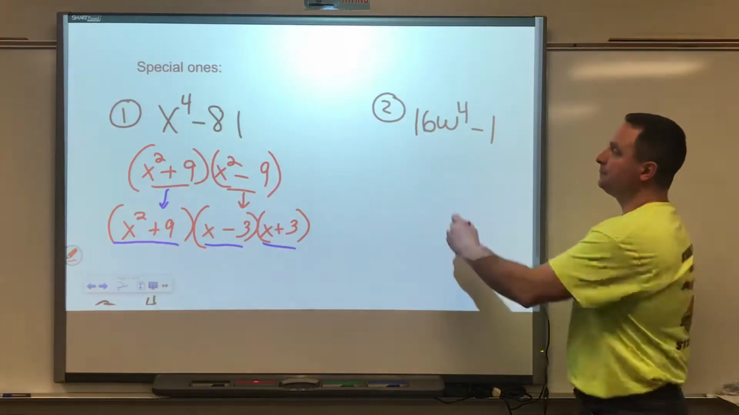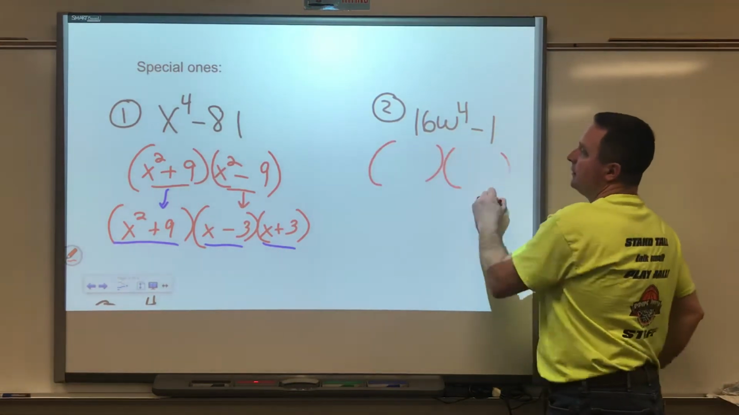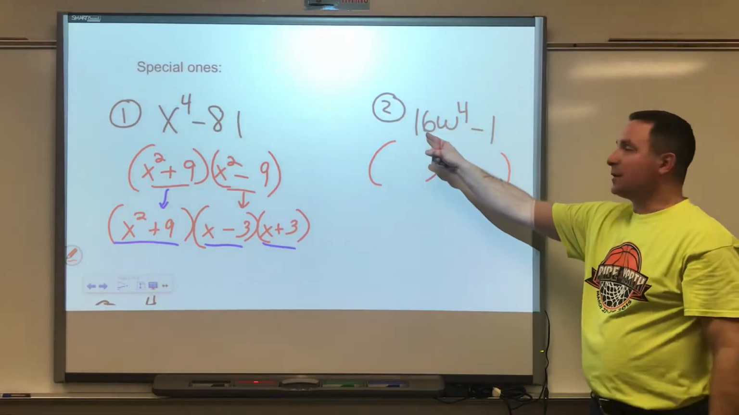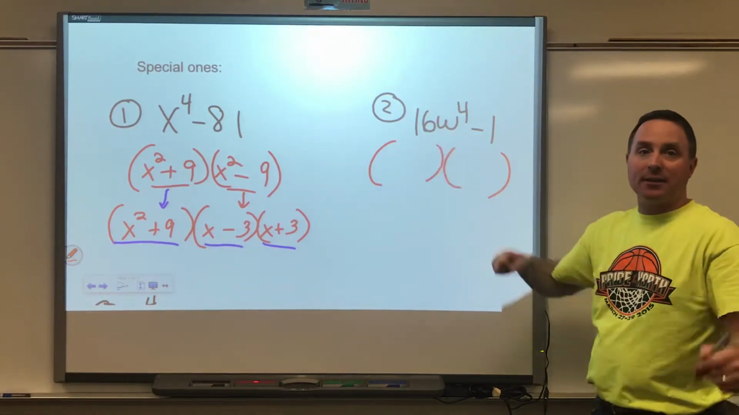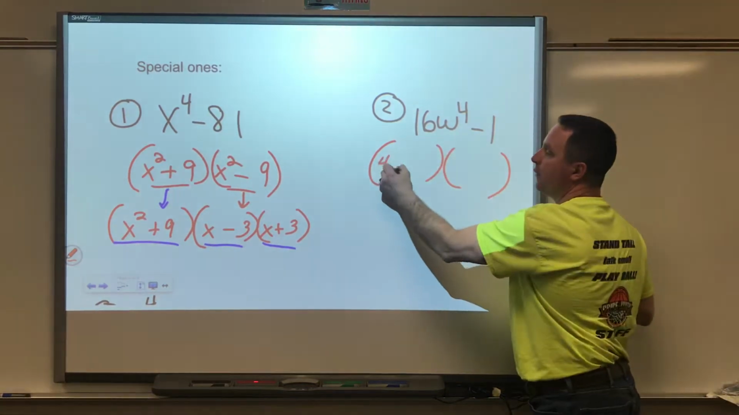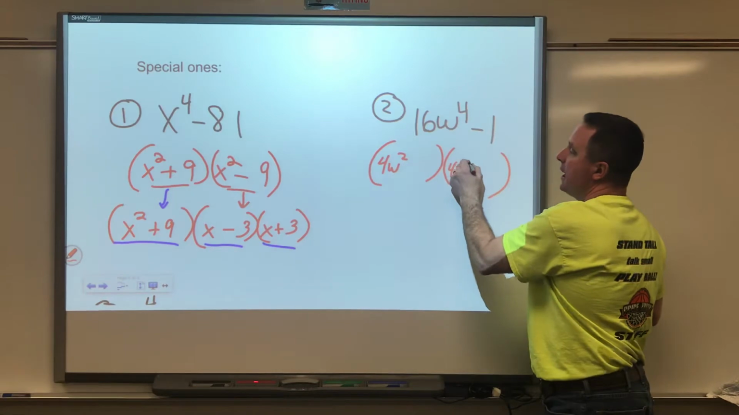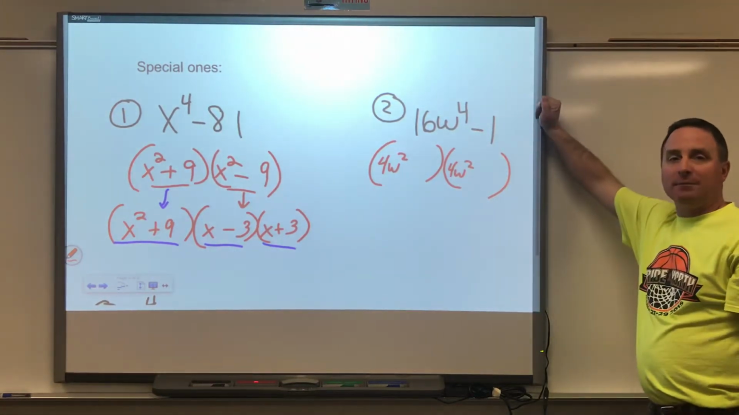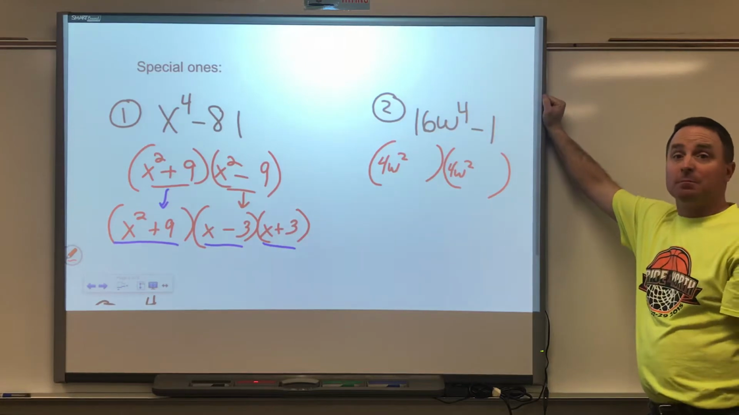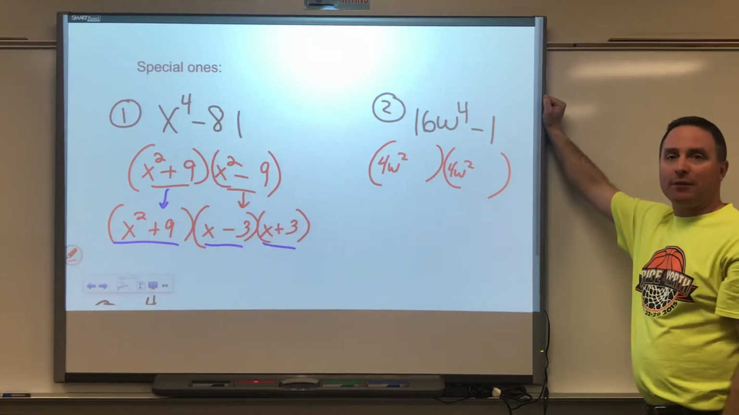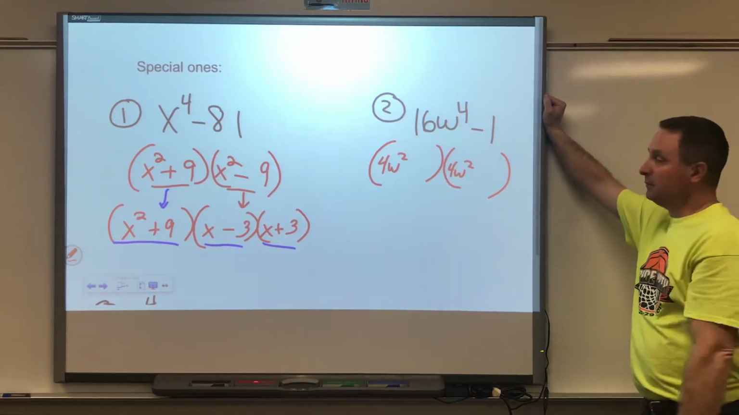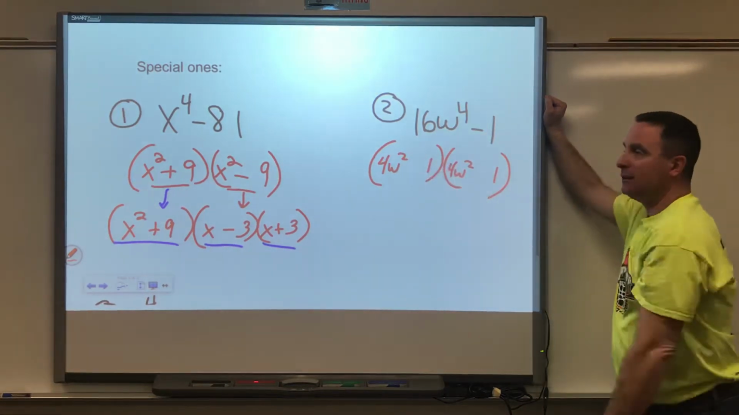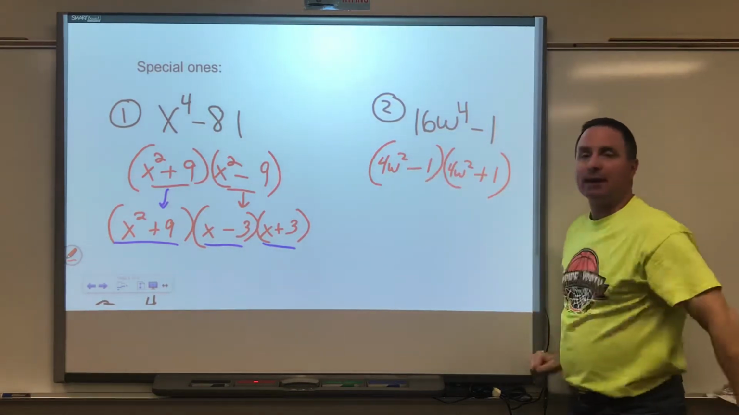How about over here? I'm thinking of my perfect squares. Does 16 have a nice square root? Yeah, the square root of 16 is 4. I could do 4w squared and 4w squared. And a lot of times people forget about little old 1. Is 1 a perfect square? Sure. What's the square root of 1? If you tried it, the square root of 1 is 1. So it could be a 1 and a 1, and one is plus and one is minus.